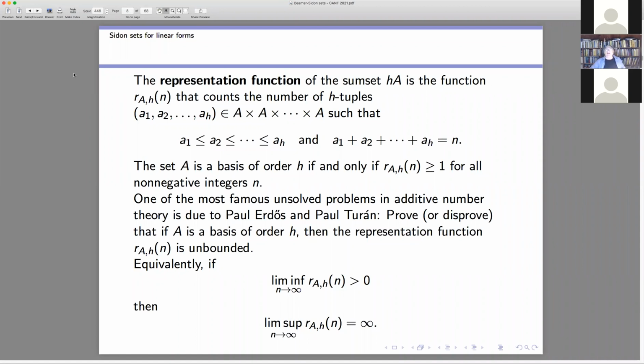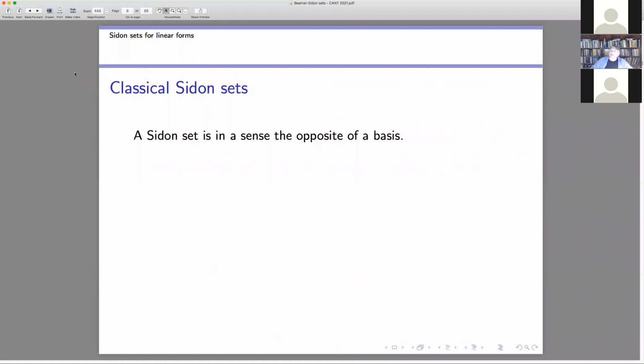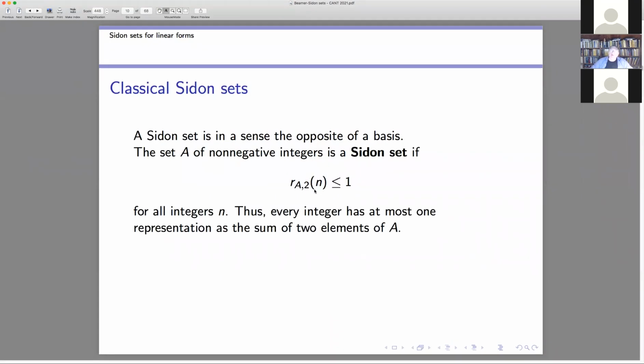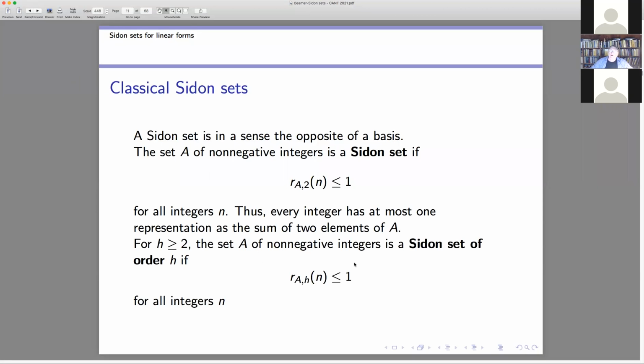So a Sidon set is in a sense the opposite of a basis. In a Sidon set, the number of representations is not greater than or equal to 1, it's less than or equal to 1. So every number has at most one representation as a sum of two elements of the set A. Or if you're looking at H-fold sums, a Sidon set of order H is a set of integers where every number has at most one representation as a sum of H elements from the set A.